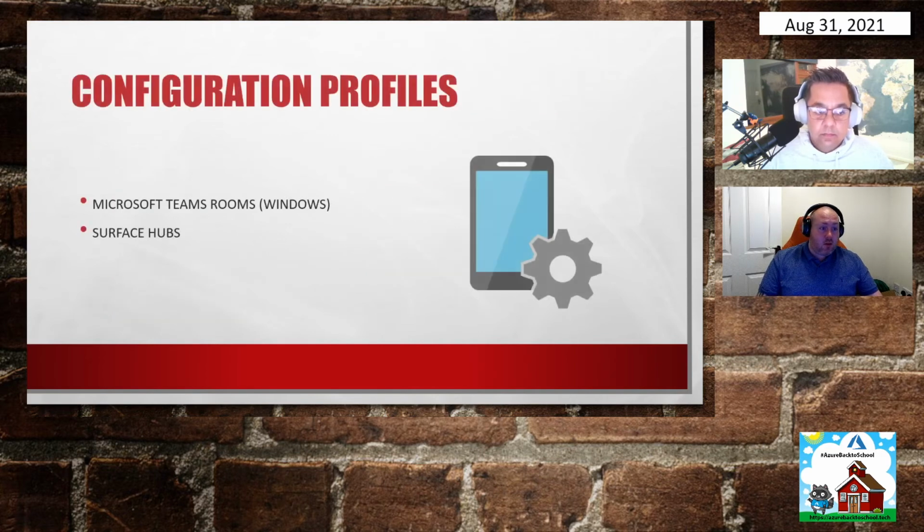So configuration profiles, what are they? Configuration profiles are exactly what they are. They manage settings and features for different Teams devices, or any devices for that matter in the organization, including collaboration bars, Teams displays, Teams phones, and Teams panels. You can create and upload a configuration profile as well, and you can assign profiles to devices.